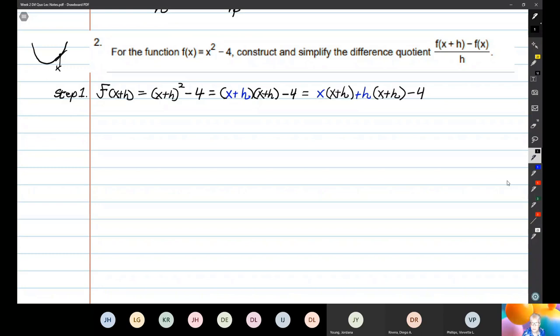Okay, so I'm going to multiply x times h plus x. I mean, x times x plus x times h. But since h is really a number, I'm going to put h first. And then I'm going to take this plus h and multiply it by the x and multiply it by the h and then subtract 4. Now let's look at what I get.